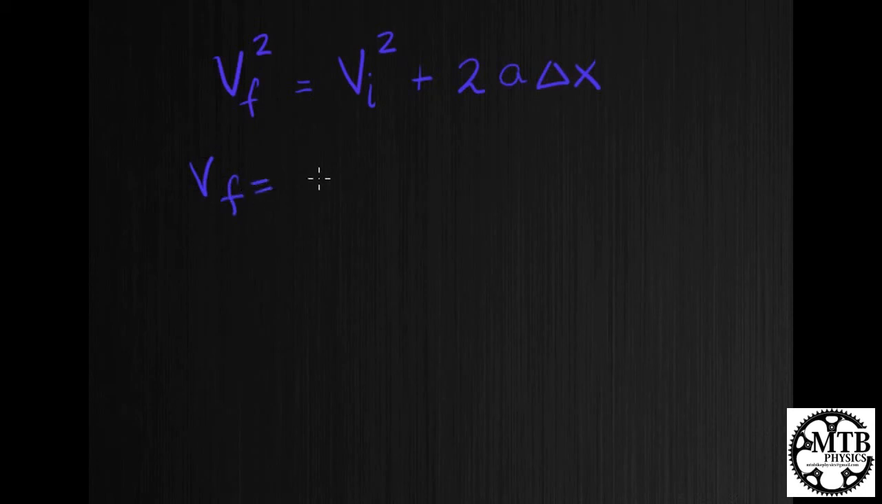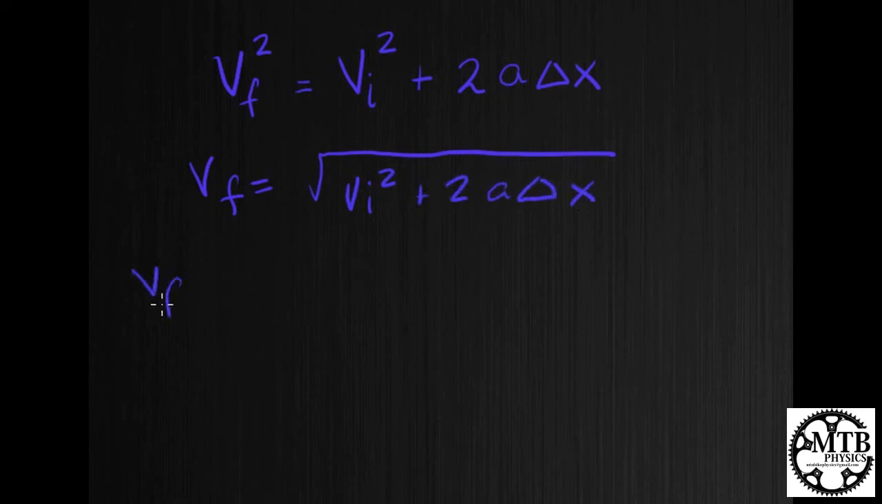We'll now use the acceleration to solve for final velocity. I'm going to go ahead and use this equation. Final velocity squared is equal to initial velocity squared plus 2 times acceleration times delta x. Take the square root of both sides to get Vf is equal to the square root of Vi squared plus 2 acceleration delta x.